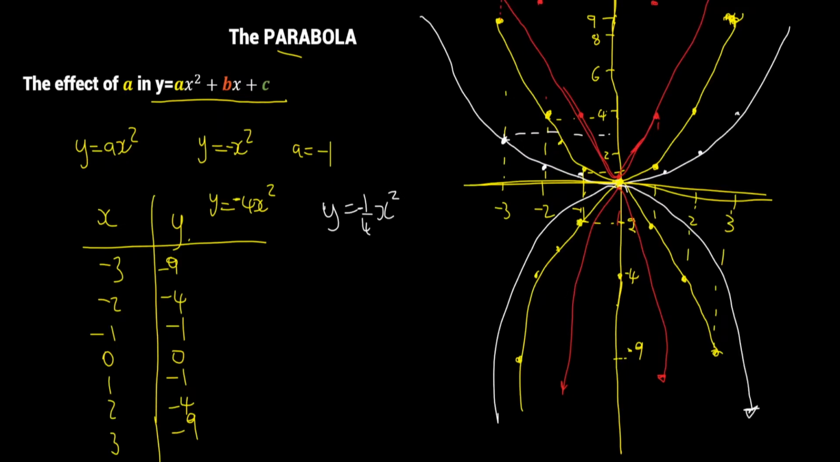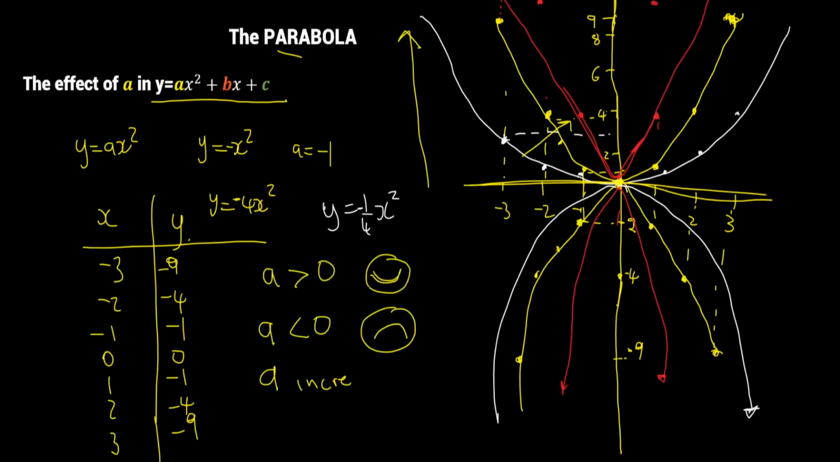We can now make our conclusions. From what we've seen, we know three things. When a is greater than 0, we have a concave up parabola. When a is less than 0, we have a concave down parabola. And when a increases, the parabola gets steeper. The effect of a has nothing to do with your intercept or where your turning point is. It just has to do with the shape of the parabola.